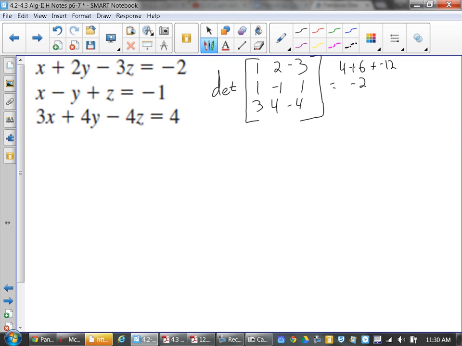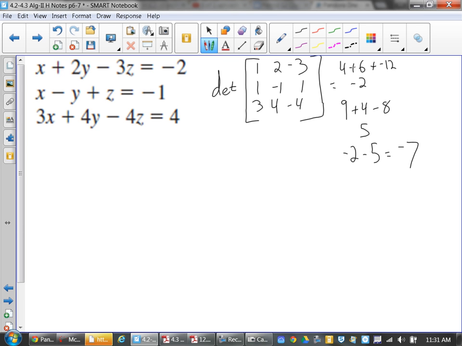9, 4, negative 8. So that's 5. So it's negative 2 minus 5. Determinant. Okay. Now when you want to solve for the x values, what are you going to put in the x column? Negative 2, negative 1.